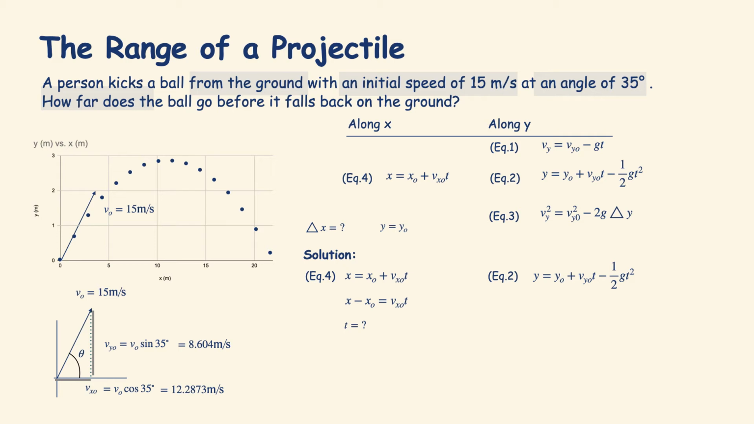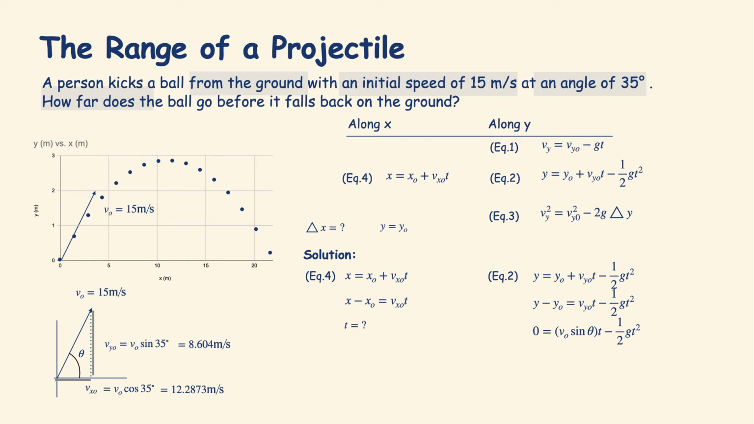Once again, I'll move y naught to the left-hand side so I can see that delta y, which in this problem is 0. Remember, the final and the initial vertical positions are equal to each other, so that will give me 0 on the left-hand side of this equation, which will be equal to the initial velocity along the y direction multiplied by the time, that's the vy naught t term, minus 1/2 gt squared.